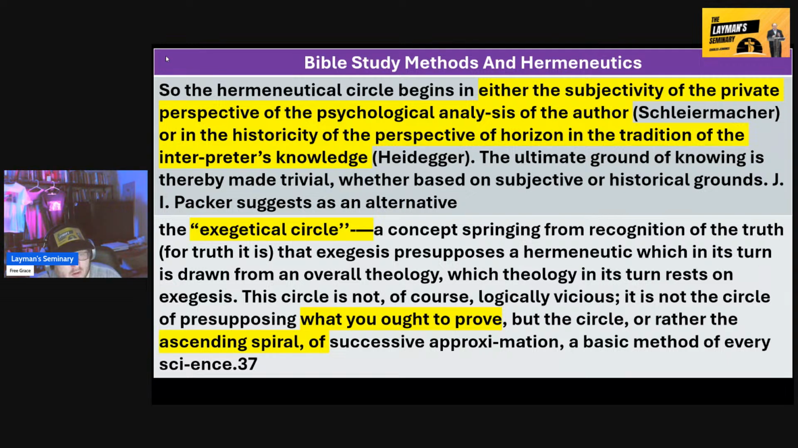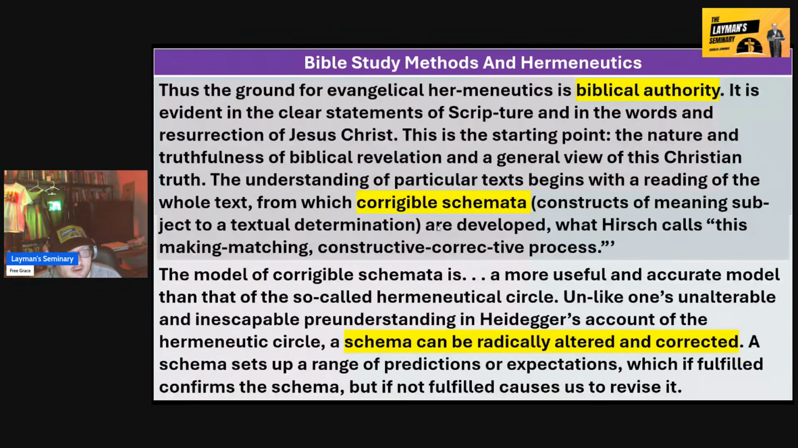This circle is not, of course, logically vicious. It is not the circle of presupposing what you ought to prove, but the circle, or rather the ascendant spiral, of successive approximation, a basic method of every science. I'm going to chart that out later on to make that more understandable. Thus, the ground for evangelical hermeneutics is biblical authority.